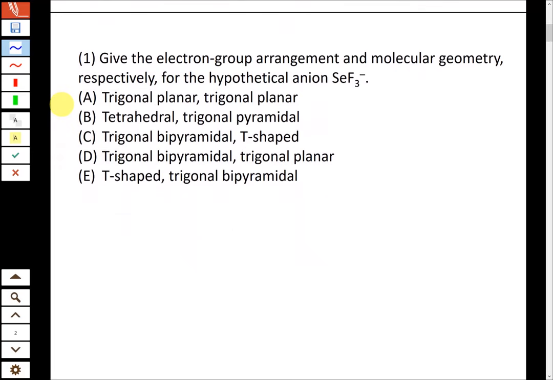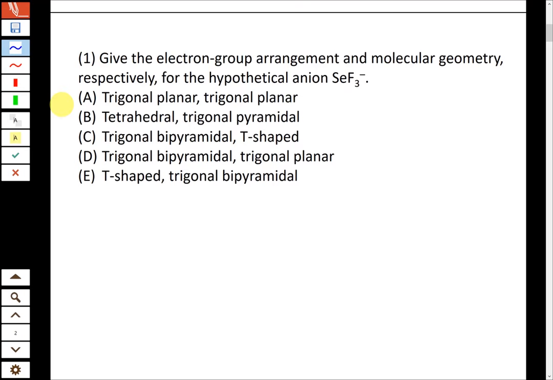So the first problem is going to deal with the concept of VSEPR, which is closely related to hybridization that we just talked about. So here we want to give the electron group arrangement and molecular geometry, respectively, for the hypothetical anion trifluoroselenate, SeF3-. Anytime you're dealing with molecular geometry or hybridization, you need to have a good Lewis structure first to be able to answer the question.